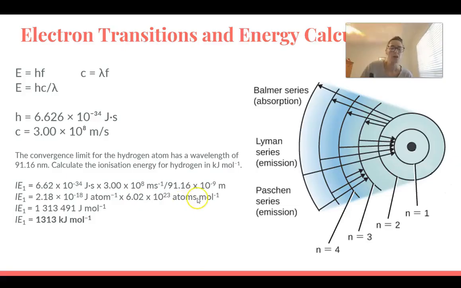in a mole. And in that case, I would translate my ionization energy from joules per atom to joules per mole. Then normally these ionization energies, or energies in general, are reported in kilojoules per mole. So to convert from joules to kilojoules, just divide by 1,000 and we get 1313 kilojoules per mole, which is how much energy it would take to remove an electron completely from a mole of atoms.